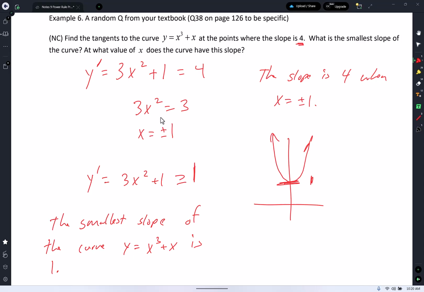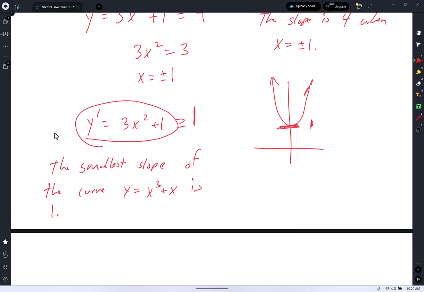So this is how my slope behaves. The smallest that 3x squared plus 1 will ever be is 1. All my values are larger than that, all the outputs. Cool or not cool? Okay. Let's keep going.